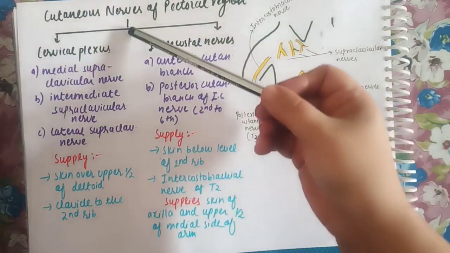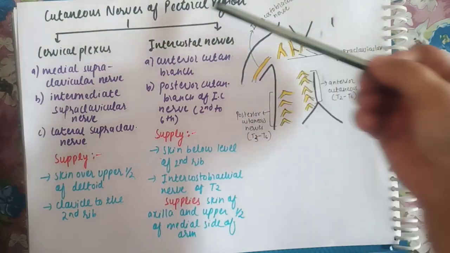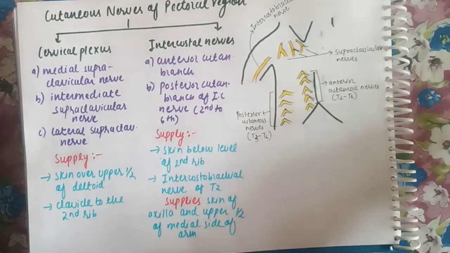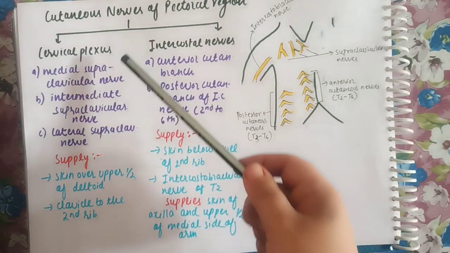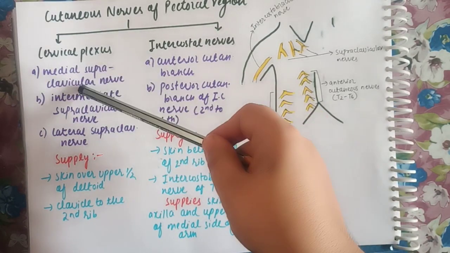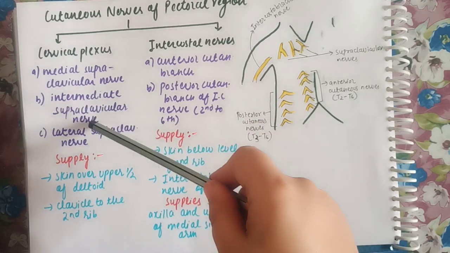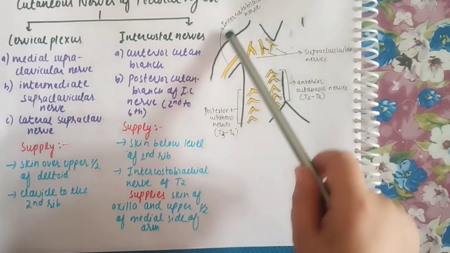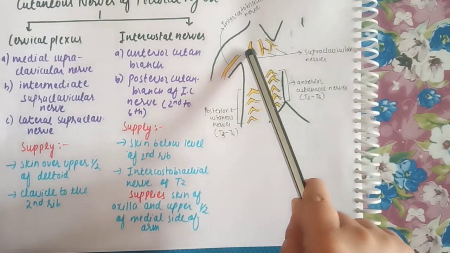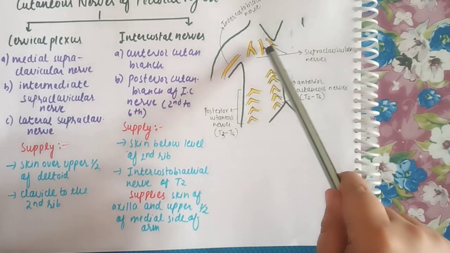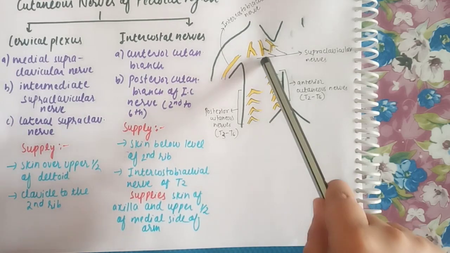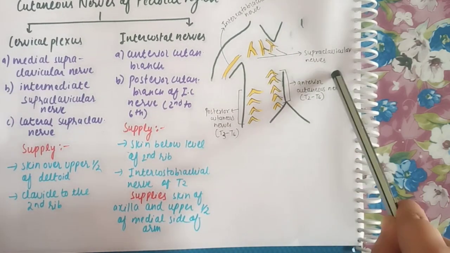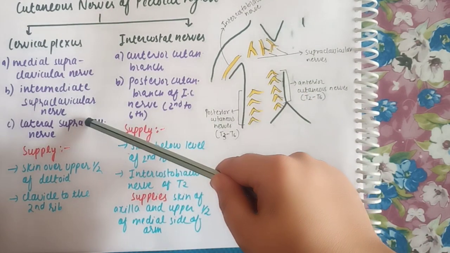So here we have the cutaneous nerves of the pectoral region. In the cutaneous nerves of the pectoral region, as I said, there are two parts: cervical plexus and intercostal nerves. In the cervical plexus we have the medial supraclavicular nerve, intermediate supraclavicular nerve and lateral supraclavicular nerve. When you see the diagram here, we have the three nerves: this is the lateral one, this is the intermediate one, and this is the medial one. So these are all the three supraclavicular nerves that we are talking about in the cervical plexus.